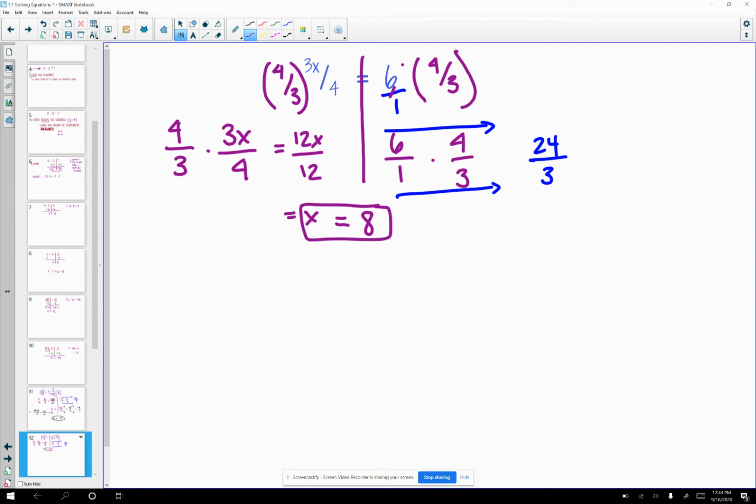And I'm going to go back and check my answer. So 3 times 8 over 4 will get me 24 over 4, or 24 divided by 4, which is 6, exactly what we wanted.